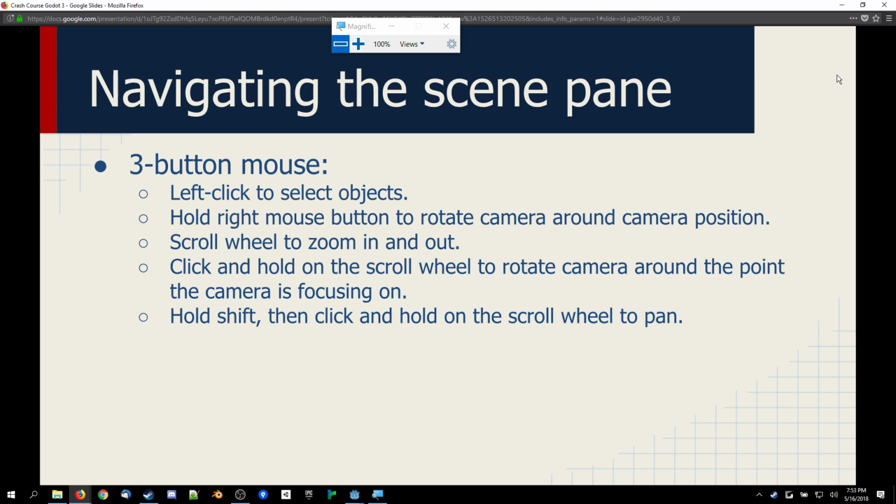Navigating the scene pane. This is how you do it. So I'm assuming you have 3 buttons on your computer. I apologize, I don't know how 2 buttons work. I tried all my research on it and I couldn't find documentation on it. So apologies, but if you're wondering what the 3-button mouse looks like, it's the one with the scroll wheel. Almost every mouse is called a 3-button mouse because the scroll wheel can actually be pushed down.